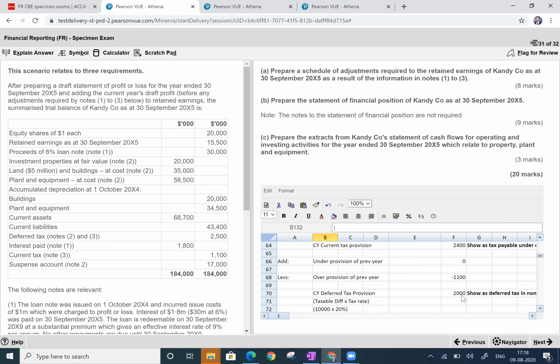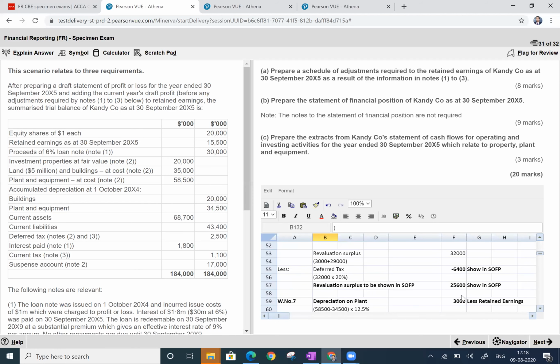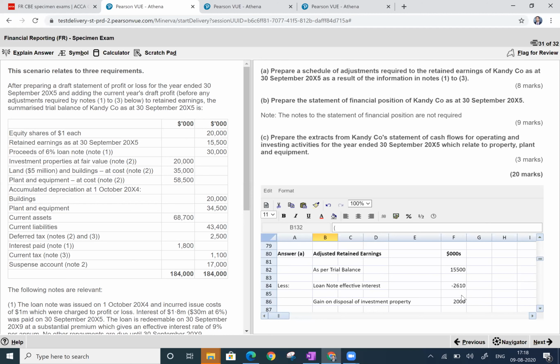Then one more. In the current year deferred tax provision, again 2,000. So 6,400 plus 2,000, 8,400. When you write non-current liabilities, you have to take both 6,400 plus 2,000. No need to show this in brackets in your examination. This is what you have to do in examination.